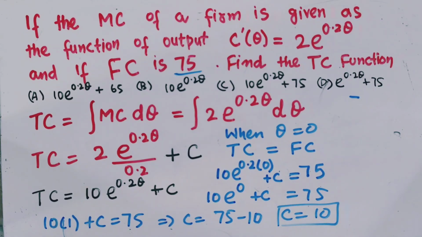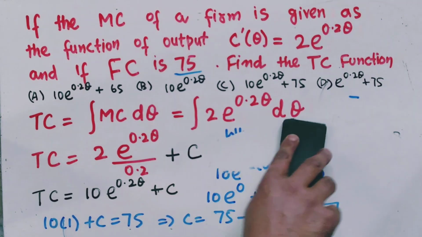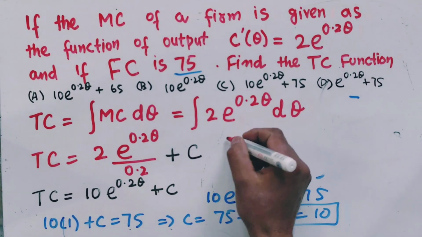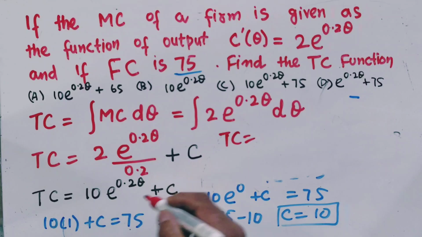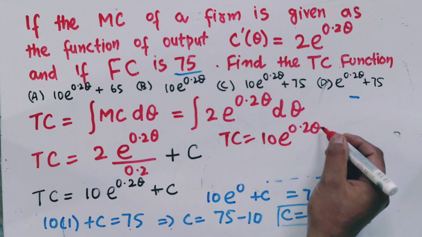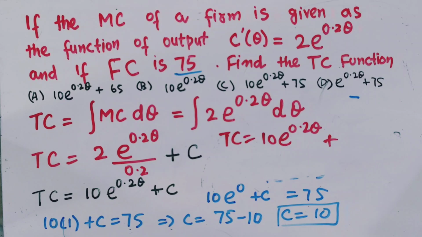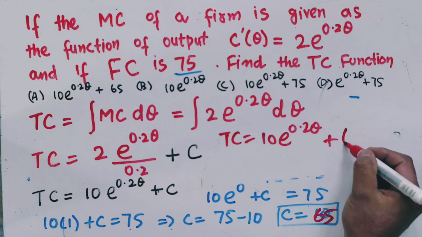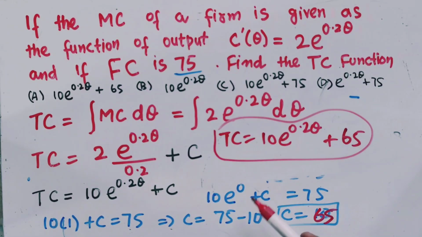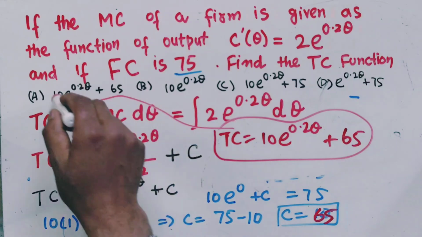Then our total cost will be equal to 10 times e raised to the power 0.2 Q plus the constant of integration. Here 75 minus 10 is 65. So this should be the correct total cost function. So it is option A here.